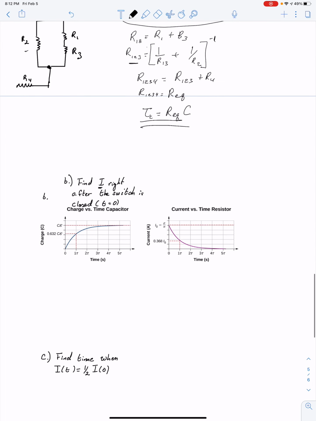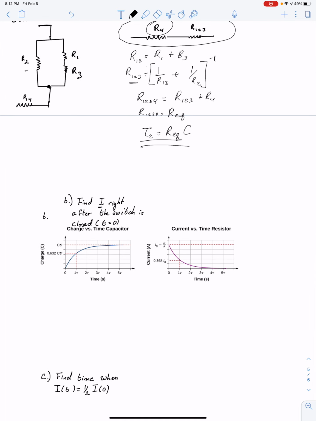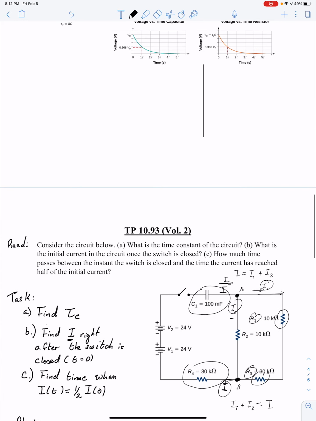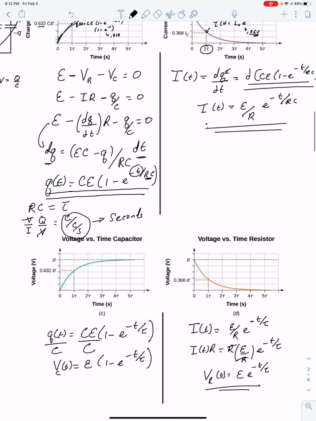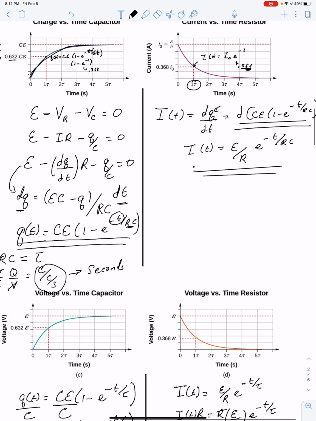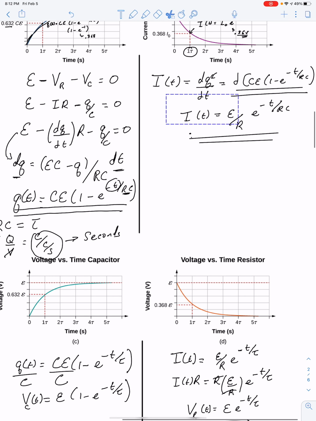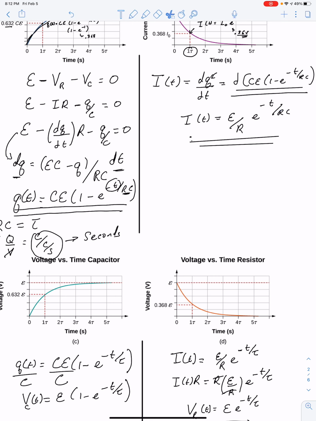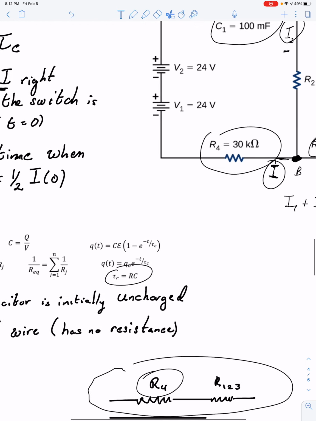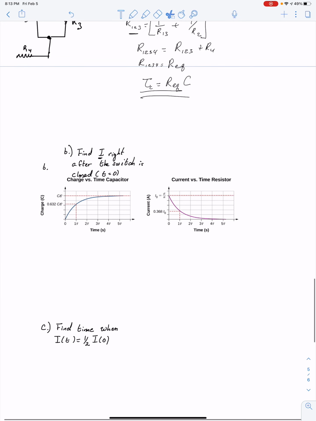Now in this one, it's asking us to find the current right after the switch is closed. So we know that this is a charging capacitor. If we go back to our notes and look at charging capacitor, we see right here our equation. I am just going to copy paste this equation, and I'll just maneuver it. I'll put in this equation right here because it's the same one.